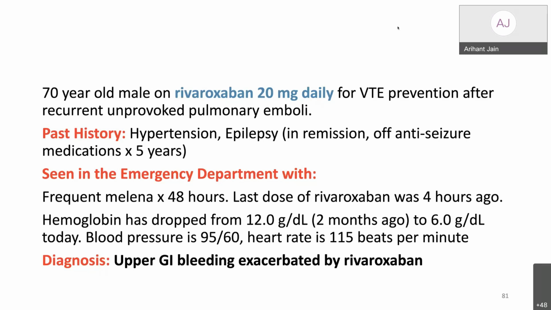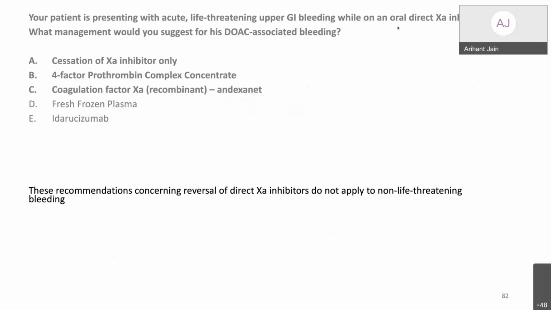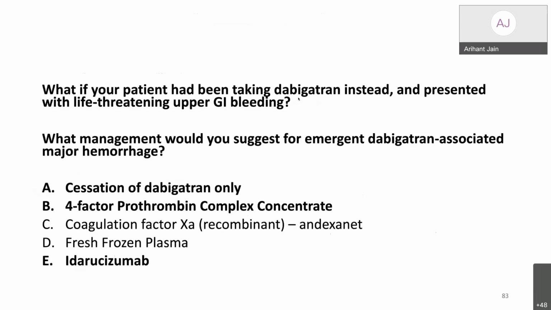Okay, sir. How will you investigate that? Upper GI, sir. So you will get an upper GI done. That bleeding peptic ulcer needs to be cauterized, or if there is a varix that needs to be ligated, that also has to be done in the next 24 to 48 hours. Okay, sir. So you will give cessation of anti-10A, you will give 4-factor PCC, and you will give adenosine alpha.